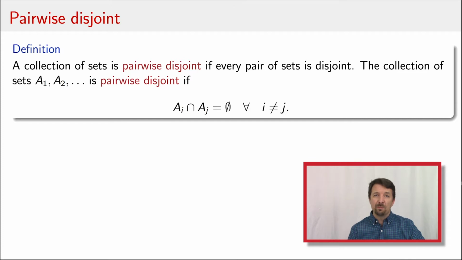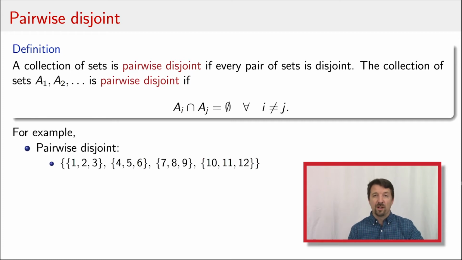If you haven't seen it before, that upside down A symbol represents the English words for all or for every. And so this just says, take any i and j, except that they can't be the same number, and the intersection between those two sets, A_i and A_j, is the empty set. So here's some examples of sets or collections of sets that are pairwise disjoint. Now I've noticed here I've written this in a new sort of set notation, right?